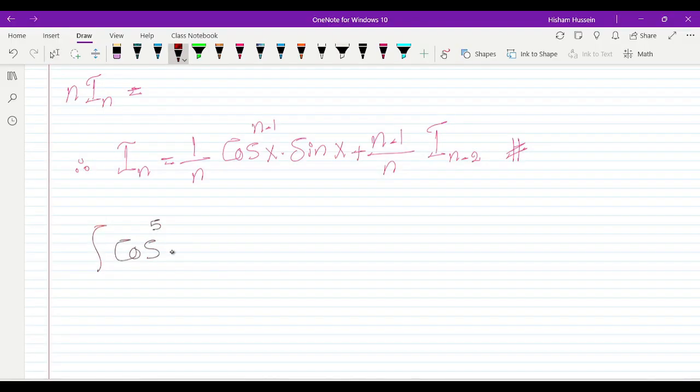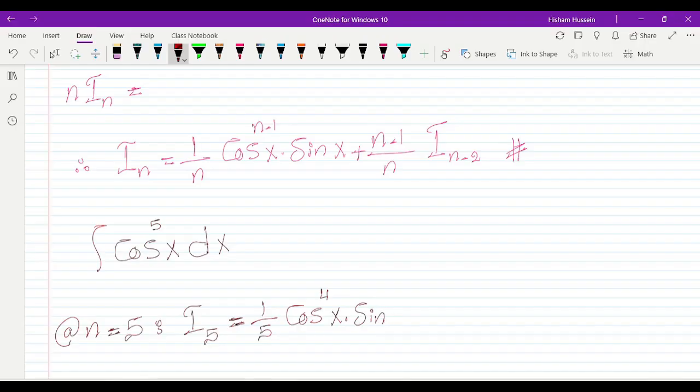So if you would like to evaluate the integral, for example, the integral of cosine to the power 5 x dx, simply substitute in this I_n. So I5 will be here. You will just replace n by 5, at n equals 5. So I5 is 1 over 5 cosine to the power 4 times sine x plus 4 over 5 I3.